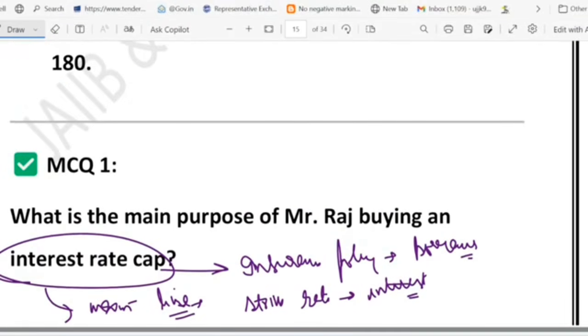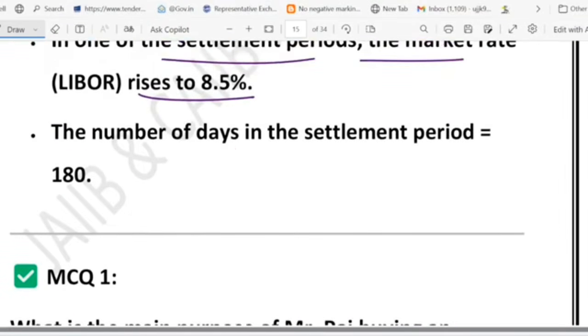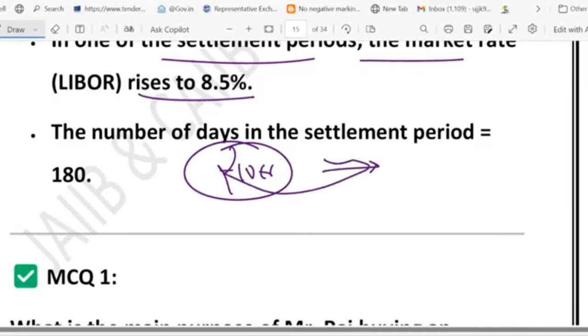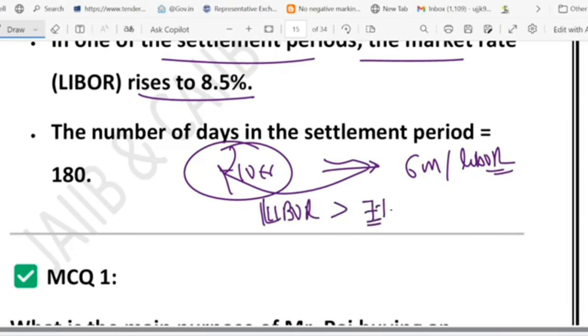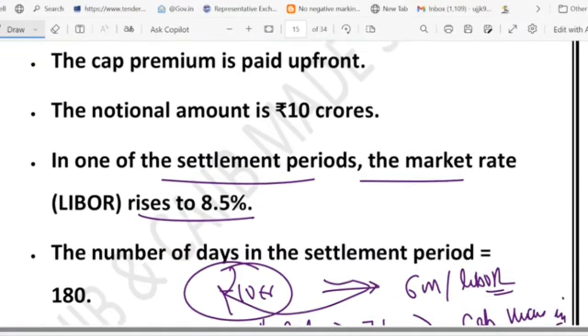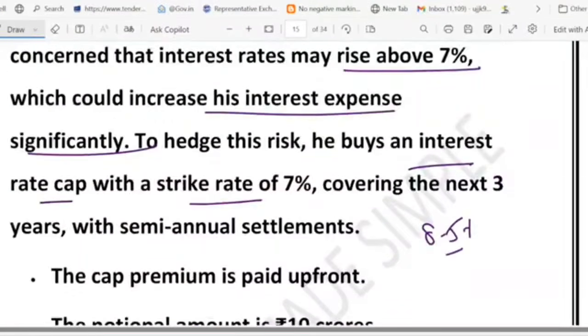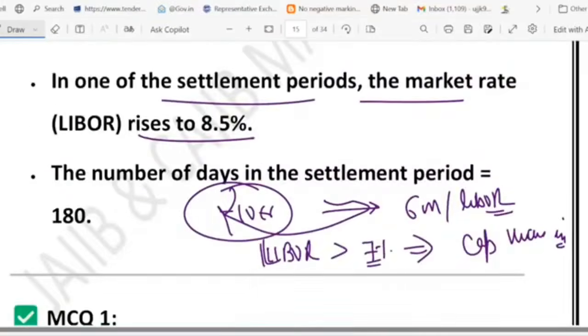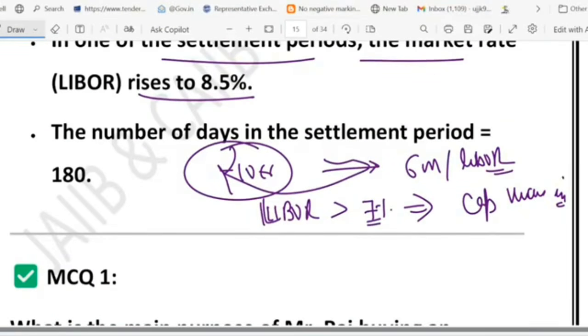In this case, as you can see, Mr. Raj has a 10 crore loan. It is linked to 6-month LIBOR. And suppose LIBOR rises above 7%. If LIBOR rises above 7%, the cap kicks in, because they have set the cap at 7%. So if the LIBOR increases above 7%, the cap will kick in.